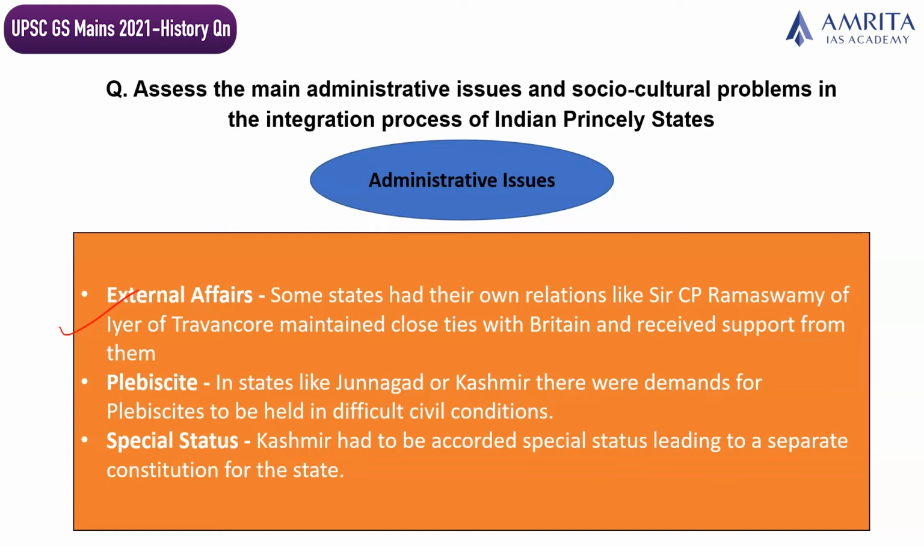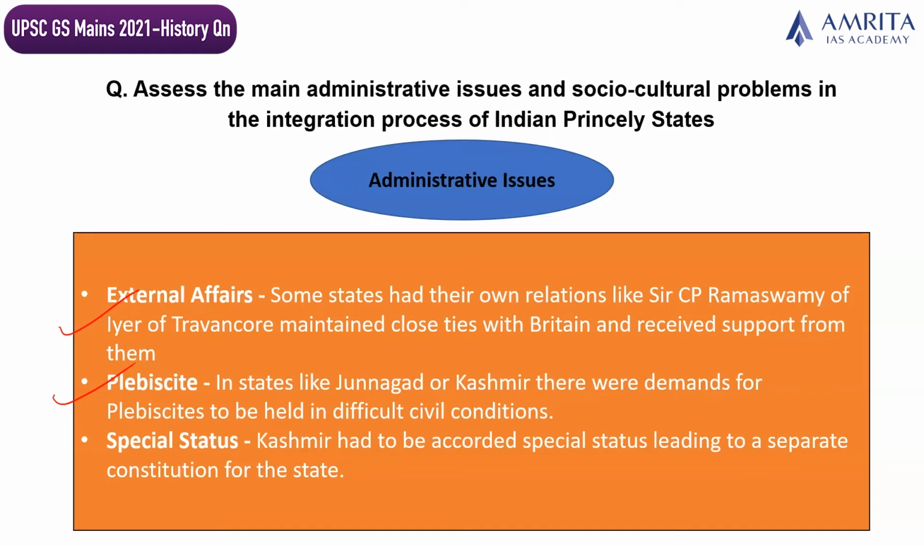Also, students, many states were demanding a plebiscite, wherein the citizens of that particular state would decide whether they want to join the Indian Dominion, the Pakistan Dominion, or remain independent. However, this was not possible specifically in those states which were a part of the Indian geographical mainland, and thus it became another administrative issue.